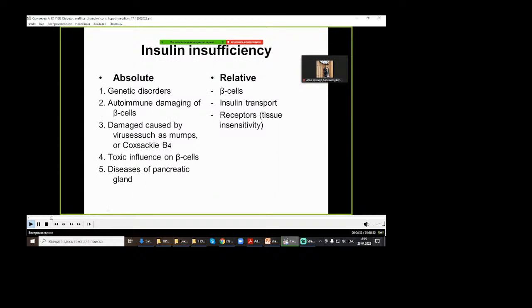Insulin insufficiency may be of two types, absolute and relative. Absolute is due to genetic disorders, autoimmune damaging of beta cells of pancreas, damaging by viruses such as mumps or Coxsackie, toxic influence on beta cells, and diseases of pancreatic gland. Relative insulin insufficiency may be due to disorders of insulin transport or disorders of tissue sensitivity, disorders of tissue receptors, so-called tissue insensitivity towards insulin.